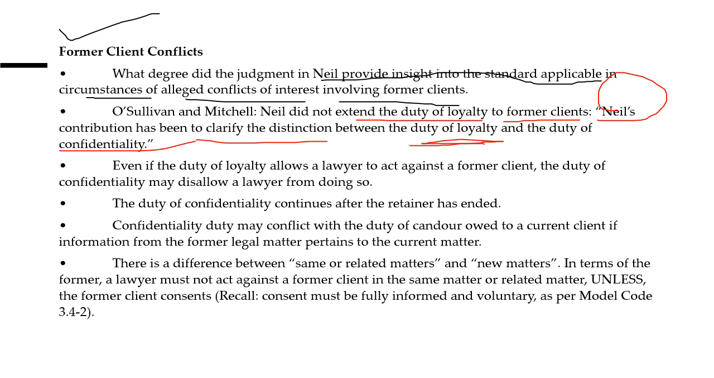To what extent you have to keep things secret, and to what extent you owe a duty of loyalty. So Neil's case only talked about these two simple things. Even if a duty of loyalty allows a lawyer to act against a former client, duty of confidentiality, secrecy, may disallow. So what happens in this case? This is a more complex scenario.